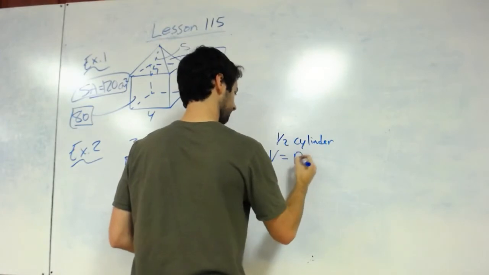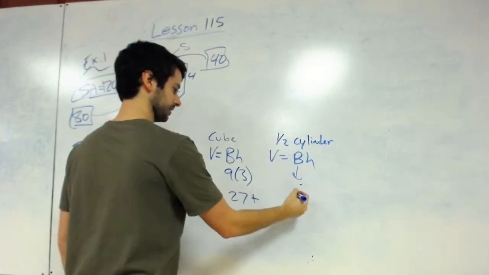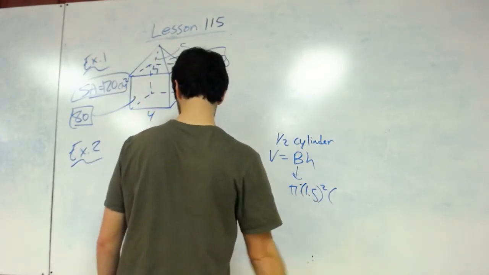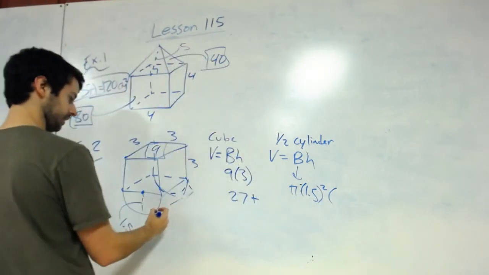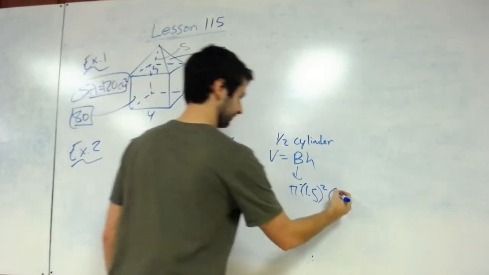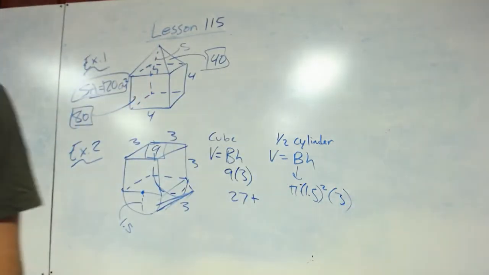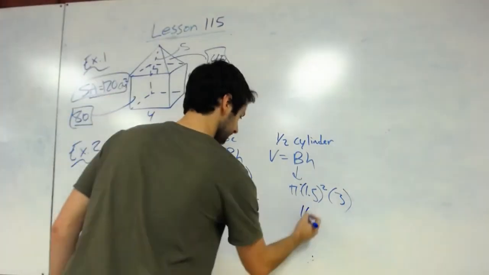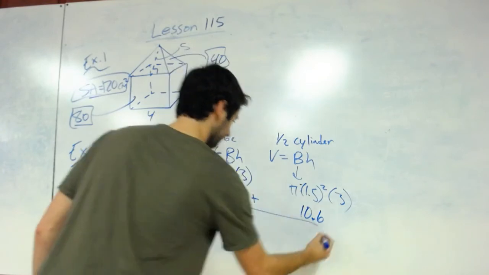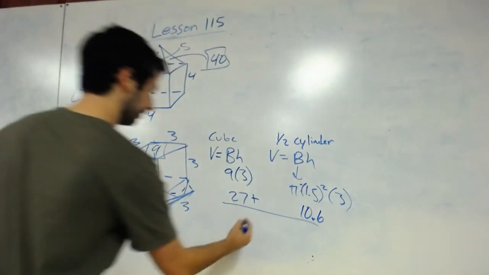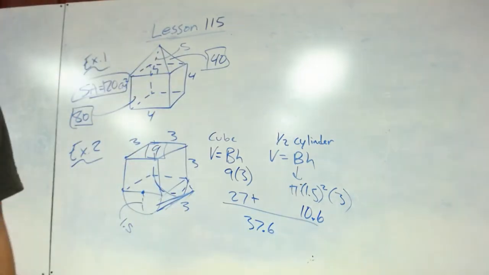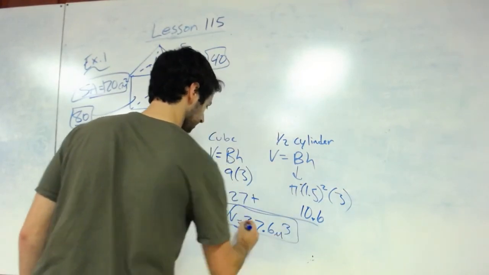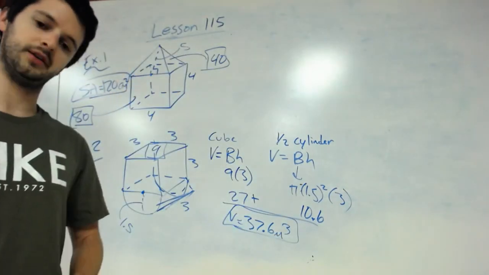Base of the half cylinder. Once again, we do volume equals base times height. So my base is pi times 1.5 squared times my height. My height would still be here to here, and that is 3. So I put all that in my calculator, and I find it to be 10.6. So we add those two together and get roughly 37.6, and it is meters, so meters cubed, since we are talking about volume. So that's how you do volume of composite figures.